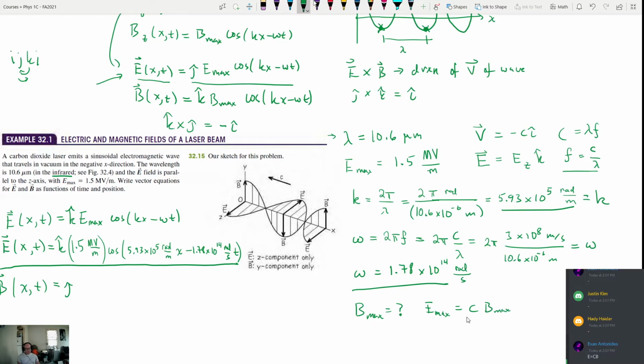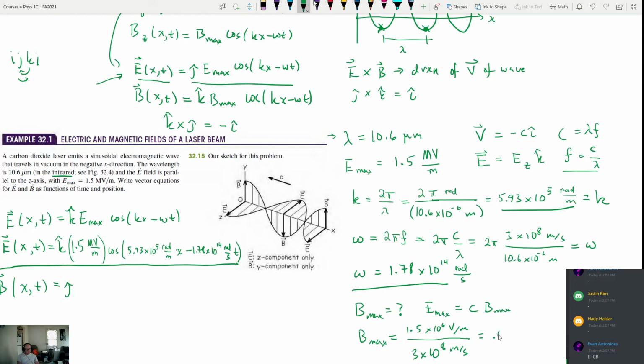And then we can just solve for B max. So B max will be equal to E max, which is 1.5 times 10 to the 6th volts per meter, and then we divide that by the speed of light, 3 times 10 to the 8th. That should give us our magnetic field. So this one comes out to be 0.005.